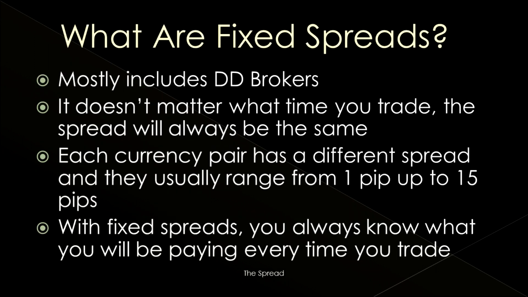This mostly applies to DD brokers, and it doesn't matter what time you trade, the spread will always be the same. That is for dealing desk brokers. Each currency pair has a different spread, and they are usually in the range from 1 pip up to 15 pips. With fixed spreads, you always know what you will be paying every time you trade. So if you know it's going to be a 2 pip spread, you know that is going to be the charge that the broker is going to charge you in advance as you trade.